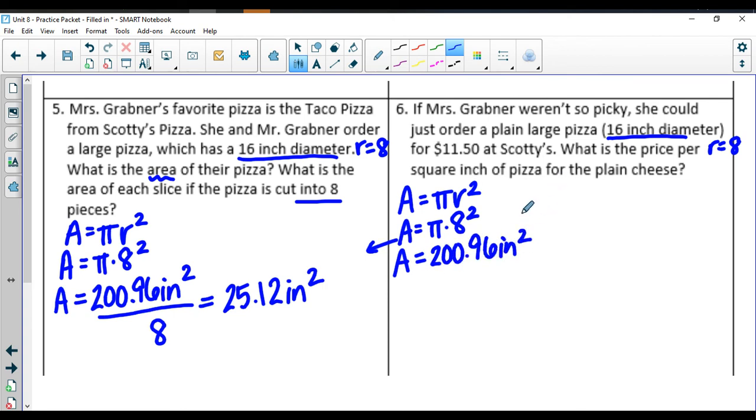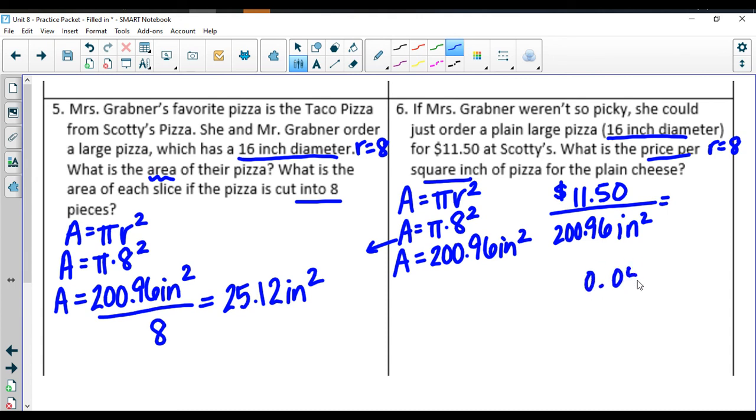The question doesn't ask me just for the area, though. It wants the price per square inch. So I'm doing price per square inch. So the price of the plain cheese pizza is $11.50. The square inches is 200.96 for the pizza. So I take $11.50 divided by 200.96, and I get 0.0572, and it keeps on going.